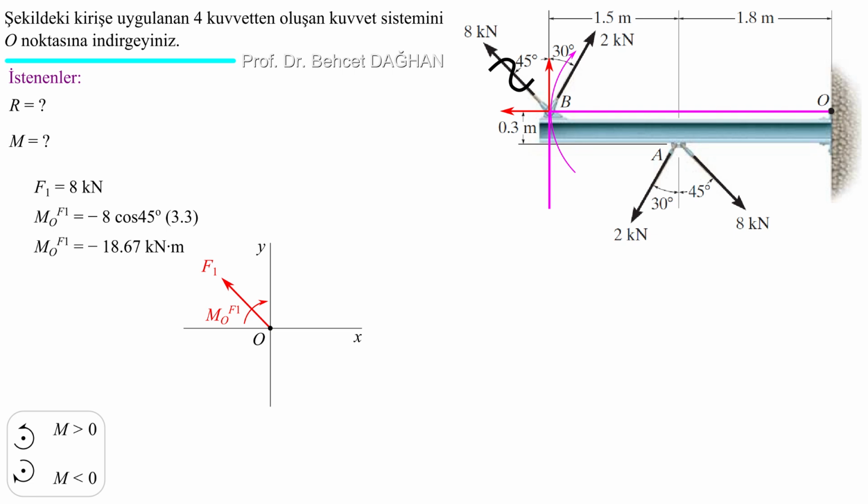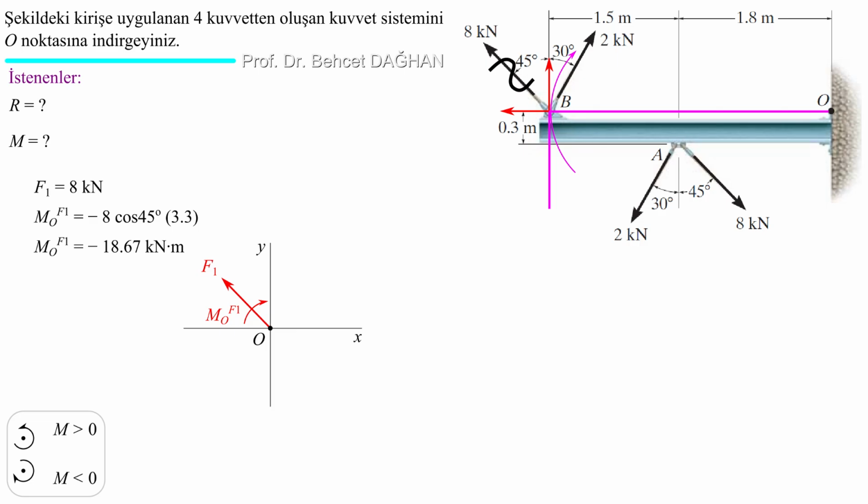So I find the moment of the 8 kilonewtons force about point O, minus 18.67 kilonewton meters. While finding the moment of the 8 kilonewtons force about point O, I again use Varignon's theorem. I shift the 8 kilonewtons force to point B and resolve it there into two rectangular components. Its horizontal component passes through point O. It does not create a moment. Only the vertical component creates the moment.